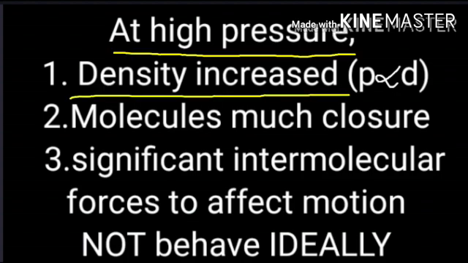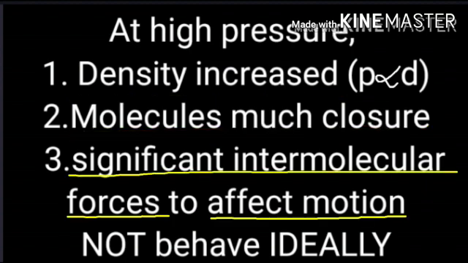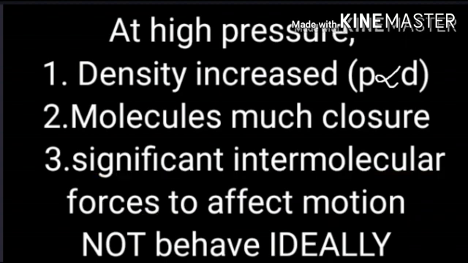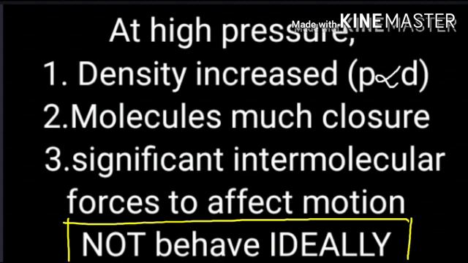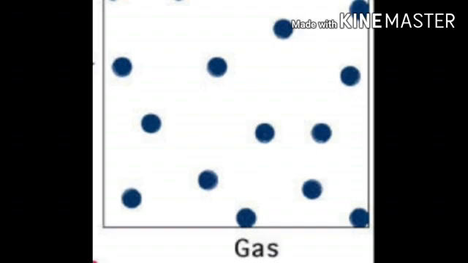So, at high pressure, the gas molecule density increases and molecules are much closer to each other, with significant intermolecular force to affect motion of gas molecules. These points indicate gas molecules do not behave ideally at high pressure. When temperature increased, the average kinetic energy of gas molecules also increased. Hence, intermolecular attractive force will be very low.